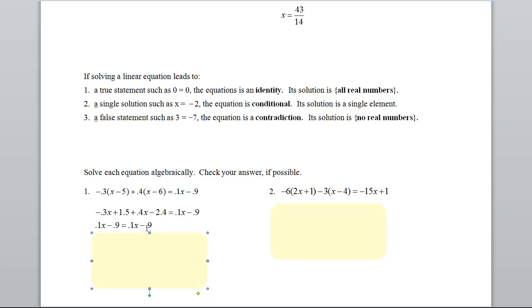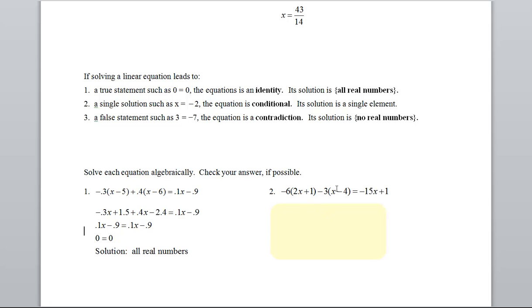Now, if I go ahead and solve, get my x's to one side and numbers to the other, look what happens. I end up with 0 equals 0. And that just is an indicator saying that regardless of what I put in for x, everything works. So my answer is all real numbers. Now let's look at the next one.